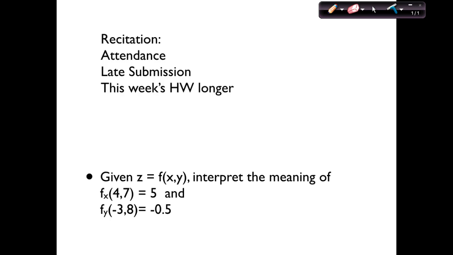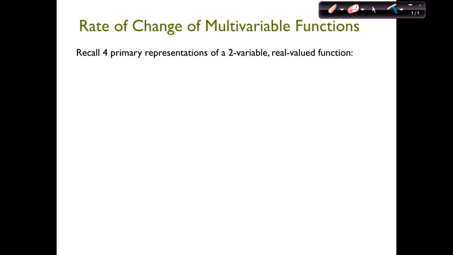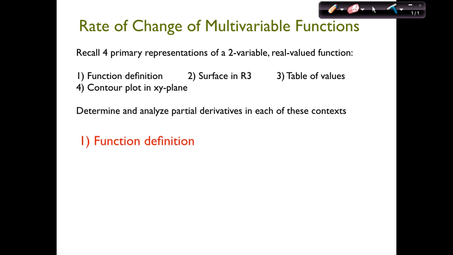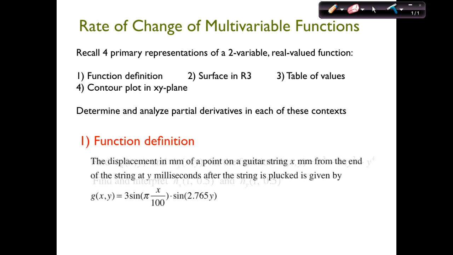Okay, so we're going to look at these partial derivatives, these rates of change, through the lenses of the four representations. So the four are, remember, function definition, a surface in R3, a table of values, and contour plots in the XY plane. Those are all representations of these functions. So in each one of those, we can analyze partial derivatives. We'll start with function definition. We'll come back to that one. We'll do this one first.